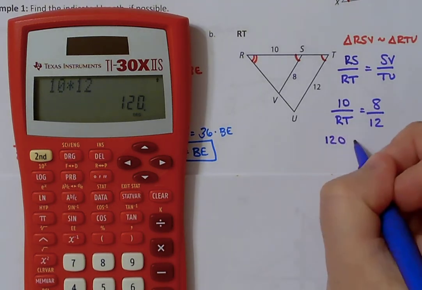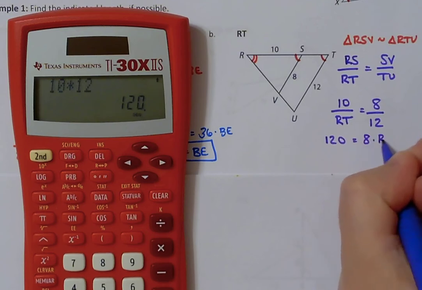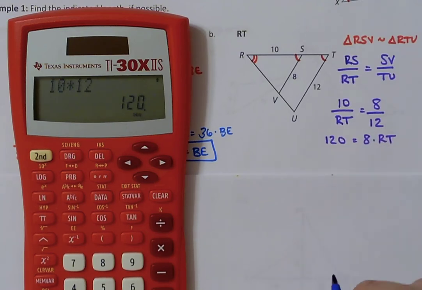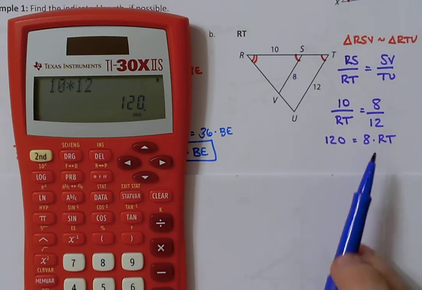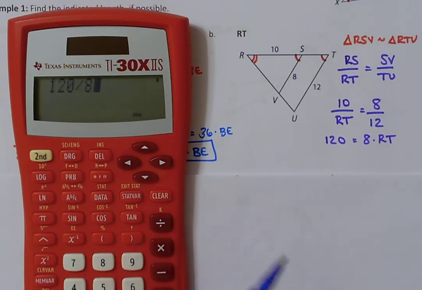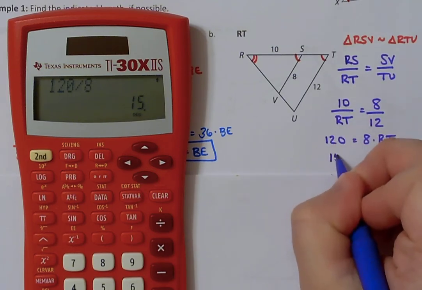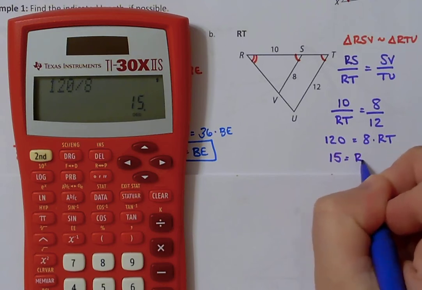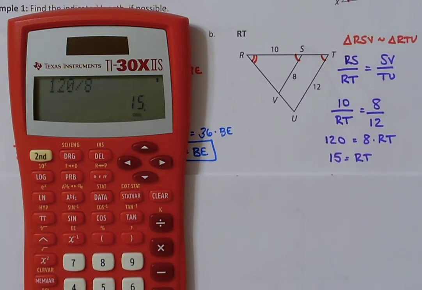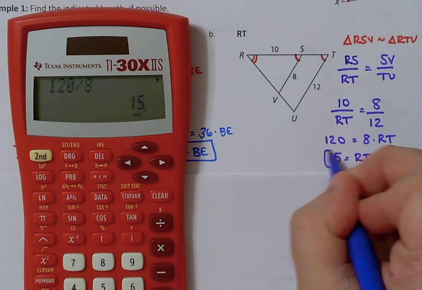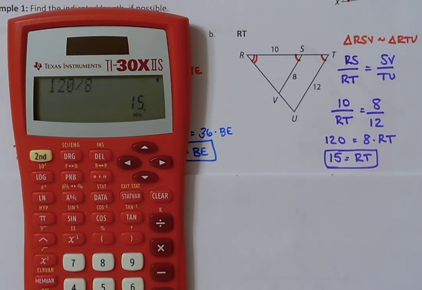And then if we do 8 times RT, we get 8 times RT. So then lastly, to solve, all we need to do is take 120 divided by 8. And we end up with RT equaling 15. So the length of RT is 15 units long. And that is how you do example 1.